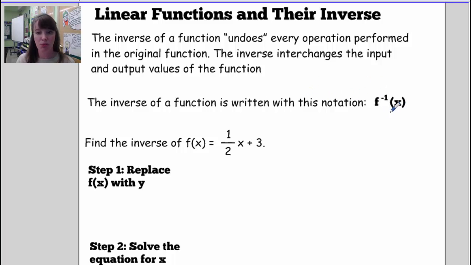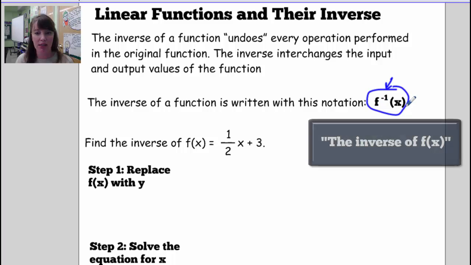We use a certain notation when we talk about inverse functions. We write the function with a little -1 in the exponent position. This looks like an exponent, but it's actually not an exponent. It's just the notation we use to write the inverse of the function. This notation together is read as the inverse of f of x.